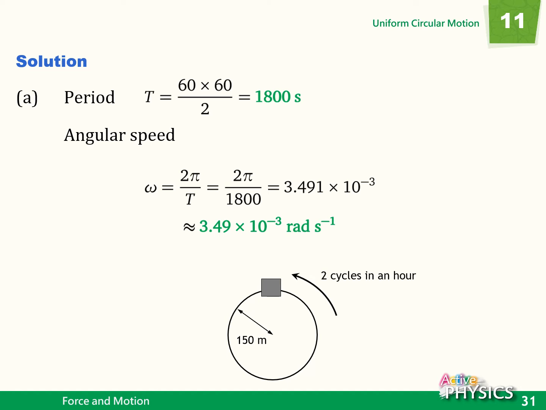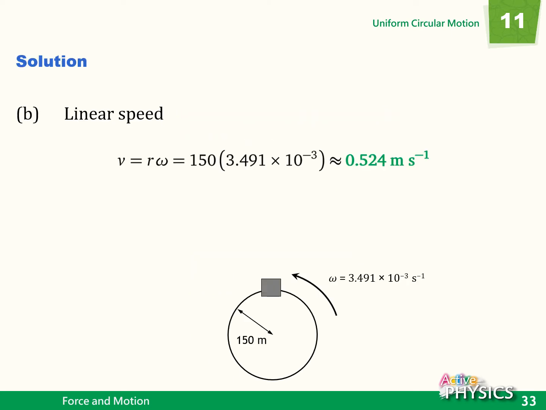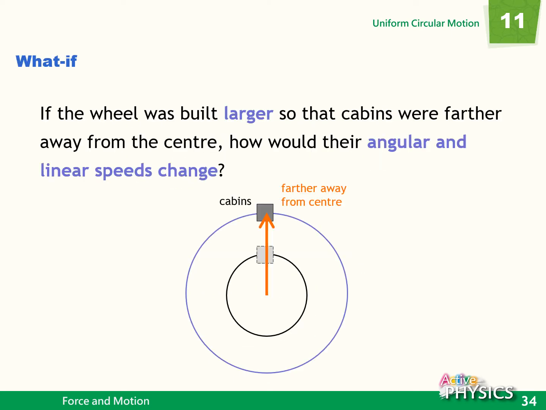The period: it rotates 2 turns in 1 hour, right? So the period is 1,800 seconds, and then omega equals 2 pi over period. Then you get the angular speed. And then estimate the linear speed. Linear speed equals, how, omega. Oh, I made a mistake and went to the second page. I think you already know the answer, right?